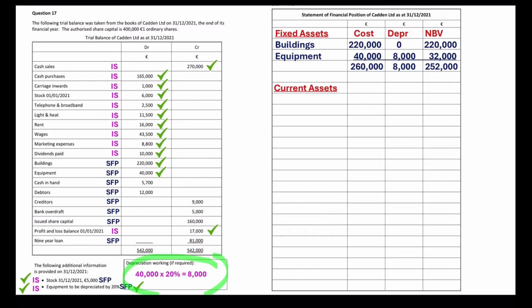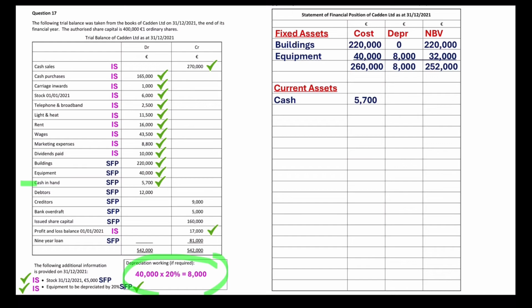Our next heading then is our current assets. These are our assets that are likely to change within the next year. So things that we own that we probably mightn't own the same ones next year. Okay, so if we look back to our trial balance, we see we left off here, cash at hand. So cash at hand is a current asset.